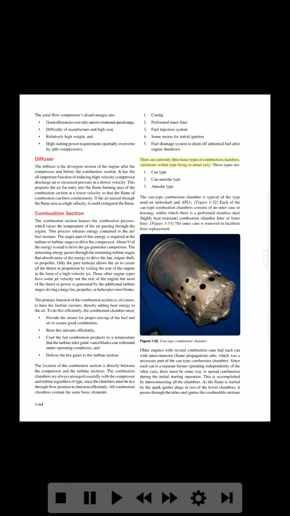There are currently 3 basic types of combustion chambers, variations within type being in detail only. These types are 1. Can type. 2. Can annular type. 3. Annular type. The can type combustion chamber is typical of the type used on turboshafts and APUs.